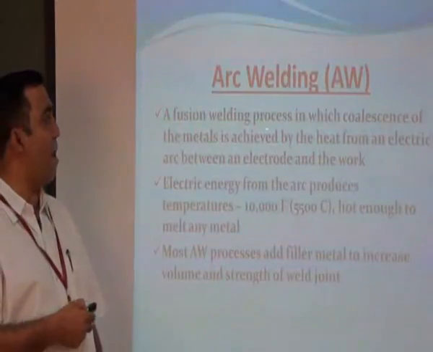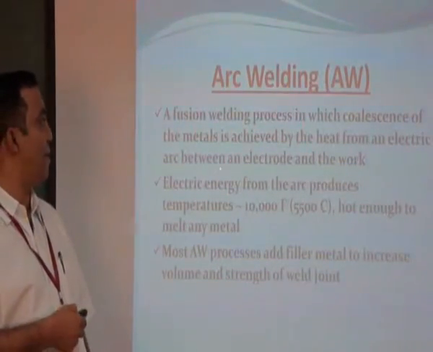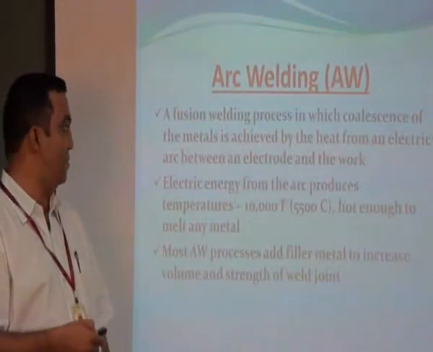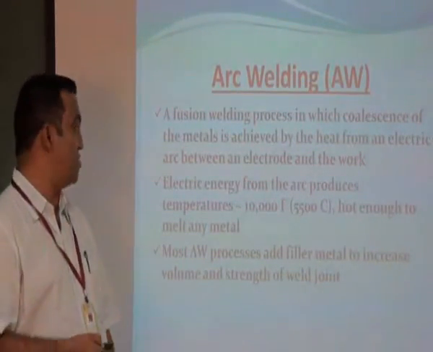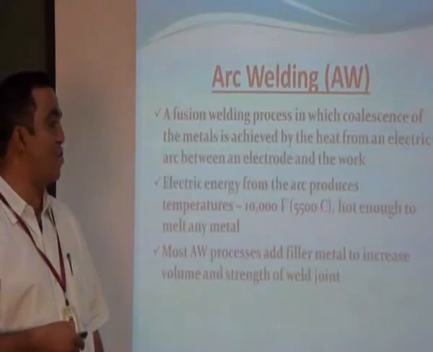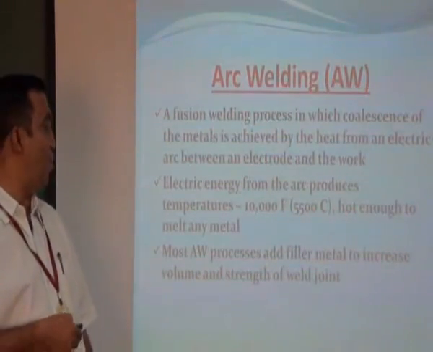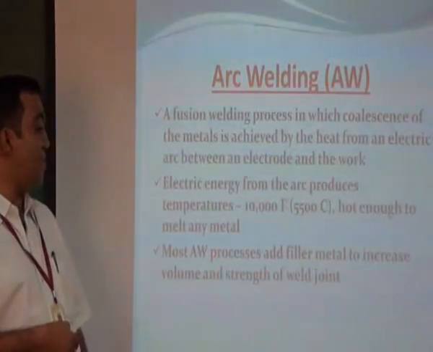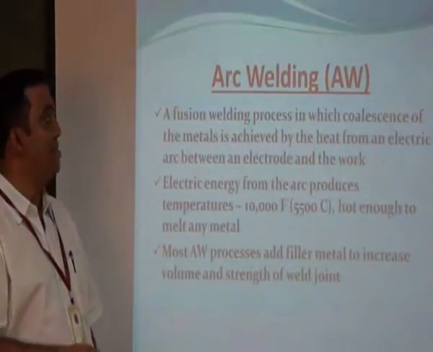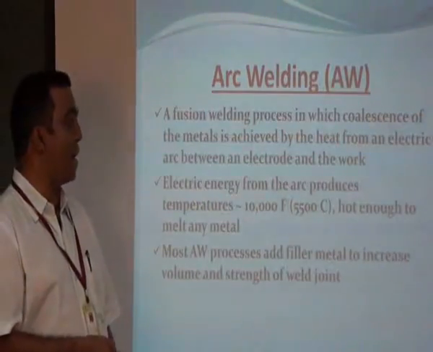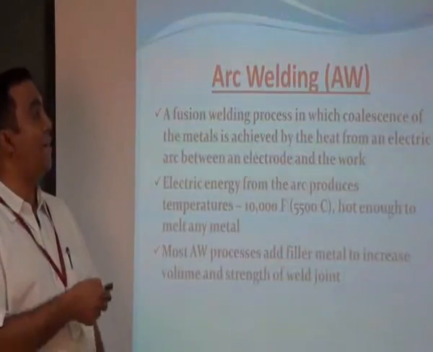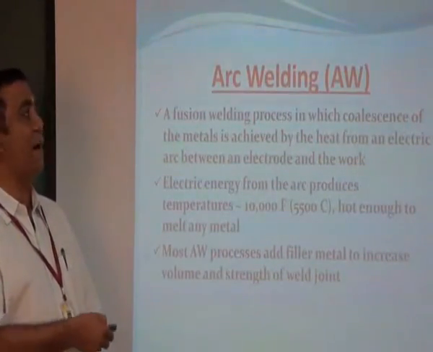Now, in fusion welding or arc welding, the coalescence of the metals is achieved by heat from an electrical arc between the electrode and the work. The electrical energy from the arc produces a temperature of up to 10,000 degrees Fahrenheit, and a minimum of 5,500 degrees centigrade, hot enough to melt any material. Most arc welding processes add filler metal to increase the volume and strength of the joint. Thus, the electrical energy heats the material, and then the material melts and then it solidifies to give a permanent joint.